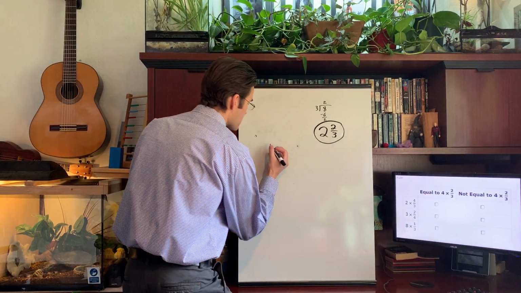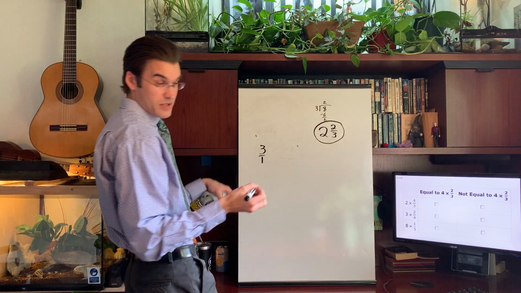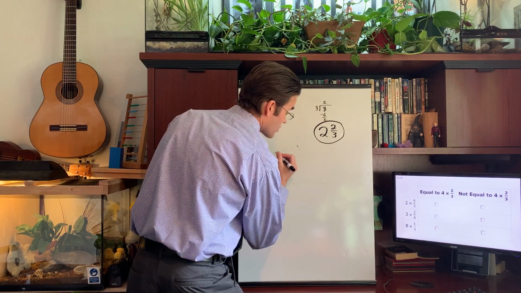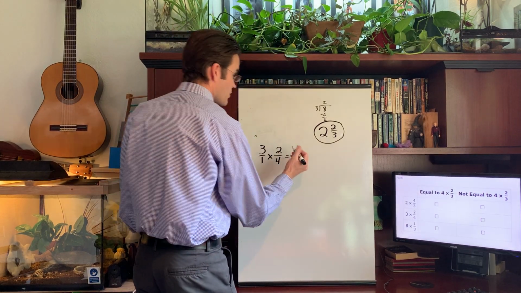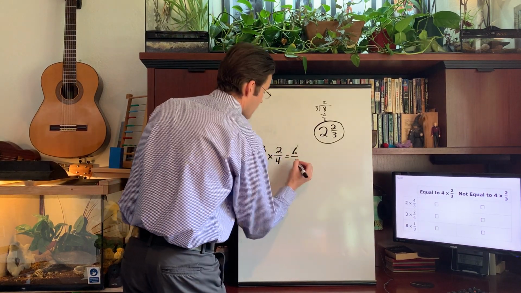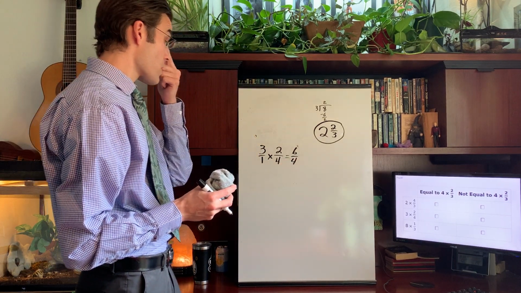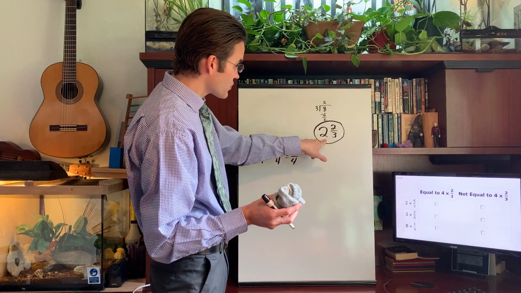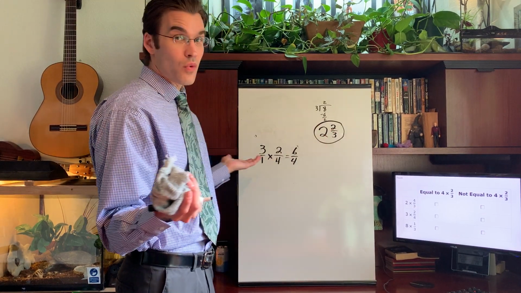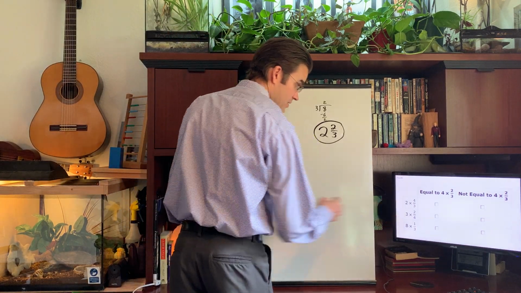What about 3 times 2/4? 3, we're going to turn it into a fraction right away, times 2/4. Okay, 3 times 2 is 6. 4 times 1 is 4. Well, 4 goes into 6 one time. Our answer is 2 2/3. We know that's wrong. Okay, so that doesn't work. Number 2 down here doesn't work.